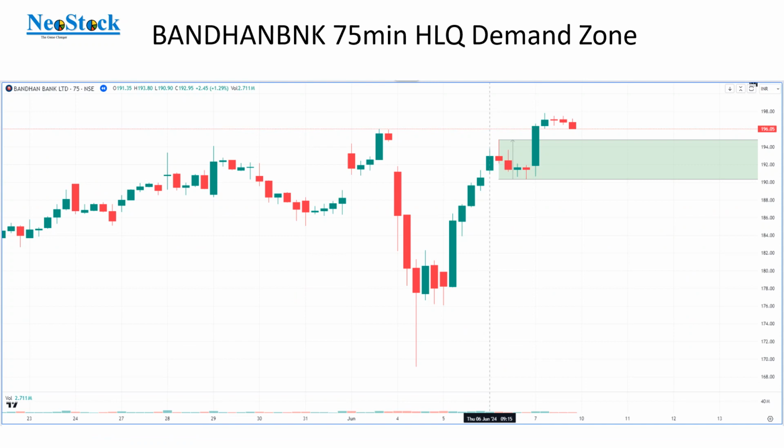Next one is Bandhan Bank. This is a high liquidity demand zone. We know till recently this zone is at all-time low. Now prices started moving up and changed the price direction, and a new high liquidity zone is created. We have a rally, base, rally.